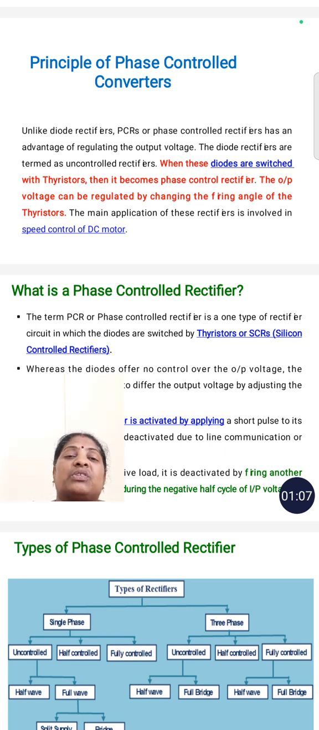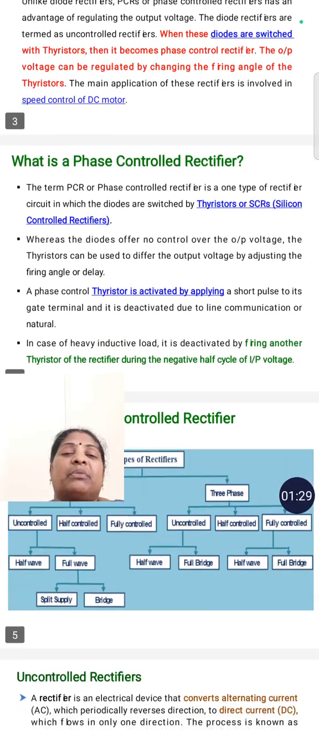The main application of these rectifiers is in the speed control of DC motors. Other applications include steel rolling mills, paper mills, textile mills, electrochemical and electrometallurgical processes, magnet power supplies, and high voltage DC transmission. Then what does a phase control rectifier mean?